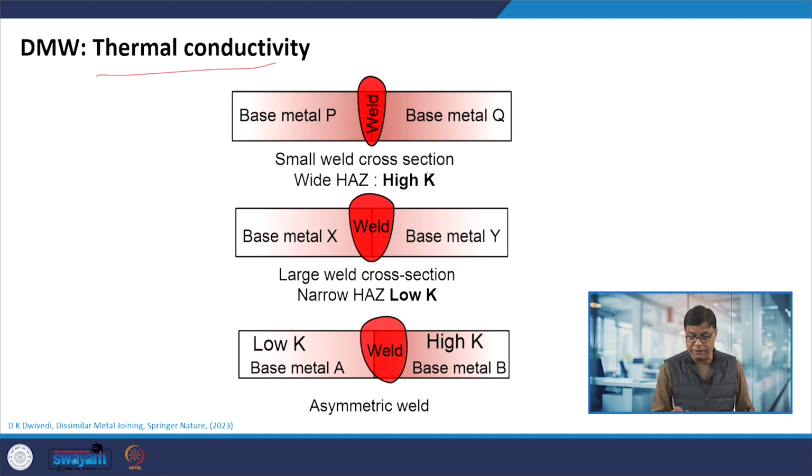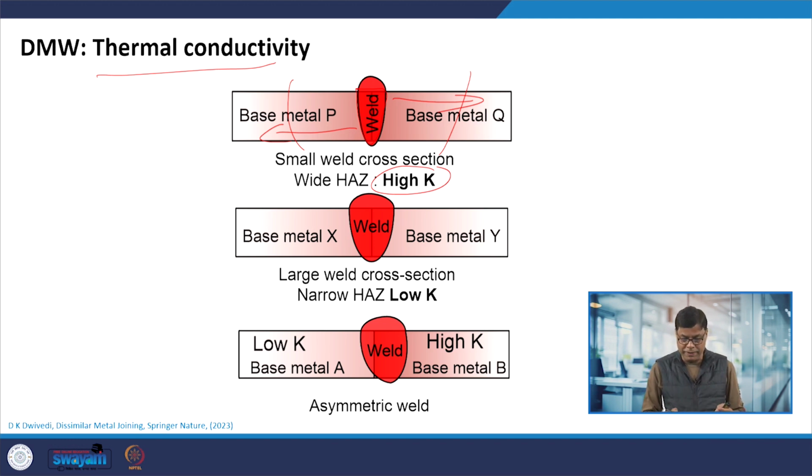What happens when thermal conductivity is extremely high? The heat is dissipated to a greater extent to the base metal, and that in turn limits the size of the weld pool which is produced. And the width of the heat affected zone in this case is wider. So, a smaller weld cross section and a wider heat affected zone.